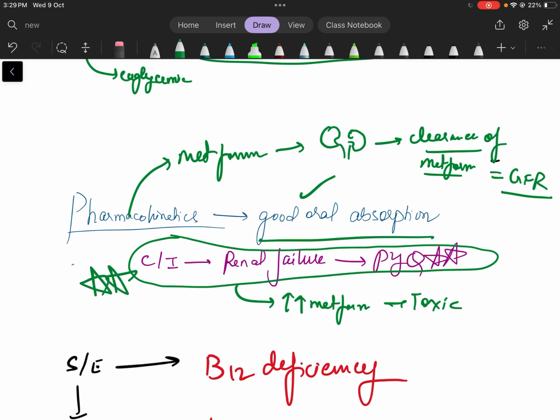So if a diabetic patient comes with a CKD or if there is any renal failure, definitely you shouldn't give metformin. It's counterproductive, it's quite bad. So this is a question which has been asked repeatedly, and it's an important point to remember clinically also.